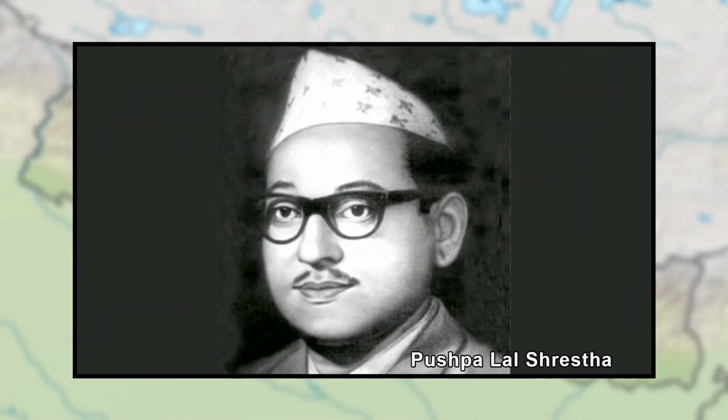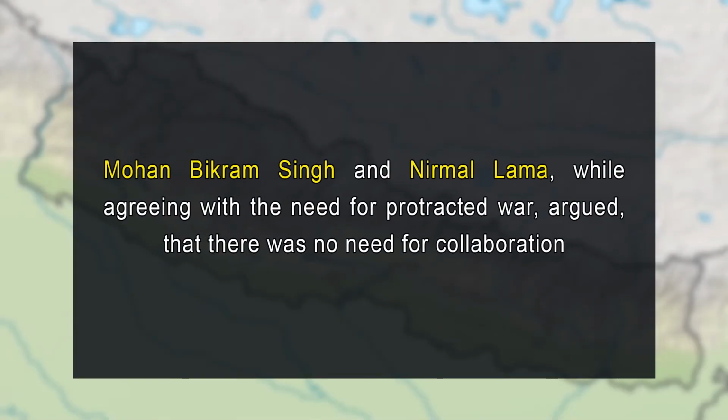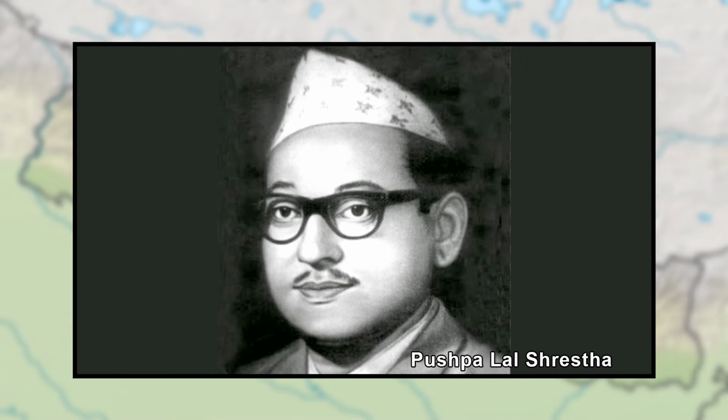Towards the end of the decade, the party leadership again entered into an ideological debate. Pushpa Lal, a strong leader of ML, said that it would be impossible to establish democracy in Nepal unless a protracted war was launched. But he believed that there was a need to unite with other forces to fight against the authoritarian regime. Mohan Bikram Singh and Nirmal Lama, while agreeing with the need for protracted war, argued that there was no need for collaboration. Yet another difference was that Pushpa Lal was in favor of the restoration of parliamentary democracy, but the other leaders were in favor of a constituent assembly.